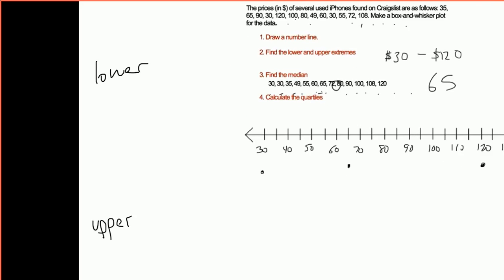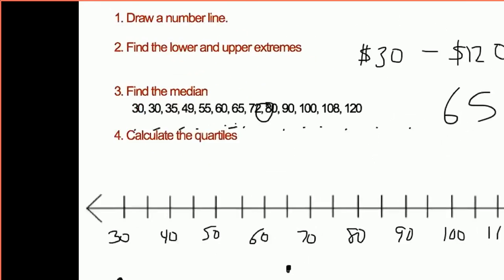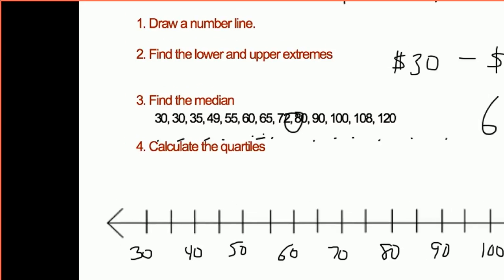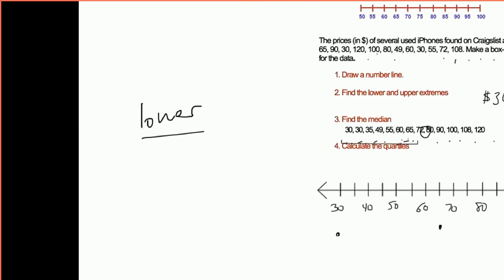Okay, so for the lower quartile, we actually put this data in order not just for the median, but for the quartiles. Okay, so I'm going to look. The 65 was my median. So this over here is actually my lower half of data. Okay, so it's 30, 30. Let's do that real quick. Write it out. 30, 30, 35, 49, 55, and 60.